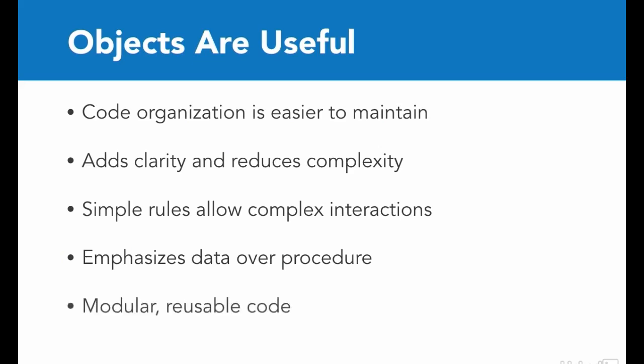And objects allow us to have modular, reusable code. If we create a customer object in one project, it very well may be largely reusable in another project. And we'll be able to take advantage of all of the intelligence that we've put into that object in the previous project. Now that we have some idea of what objects are and why they're usable, let's get started using them.